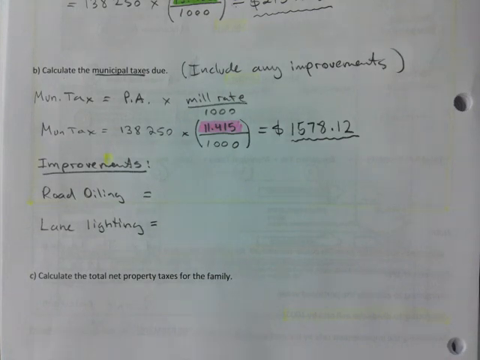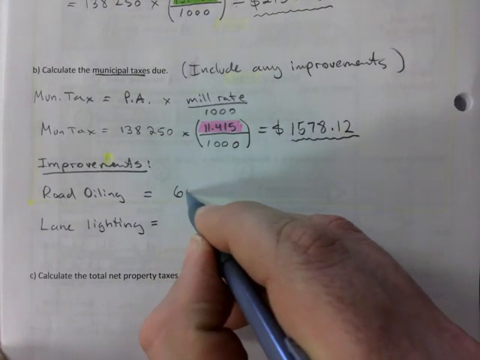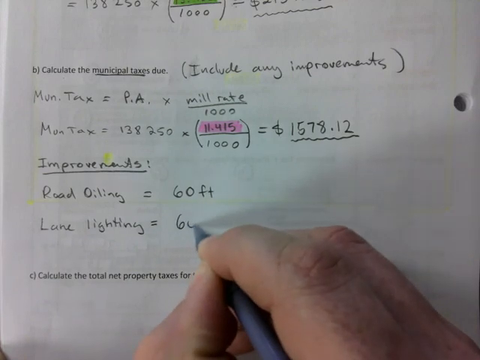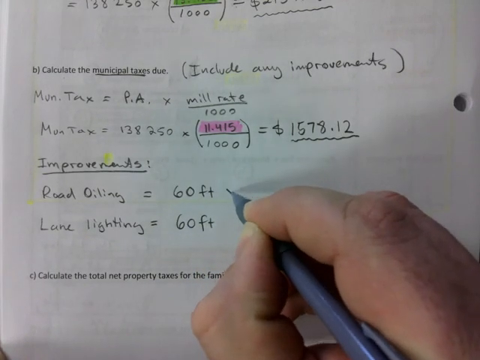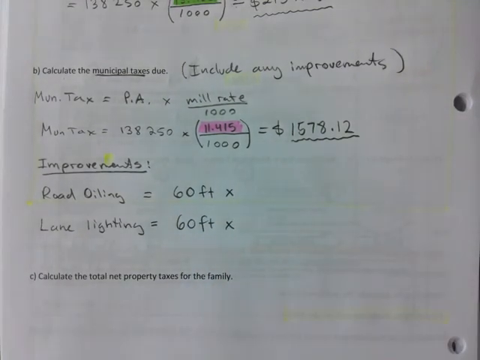What are we going to do when it's improvements? What is it based on? It's based on the frontage of your property, how wide it is. What is the frontage of this property? 60 feet. So guess what? You're going to have to go 60 feet for both of them, and we're going to multiply it by some sort of rate.